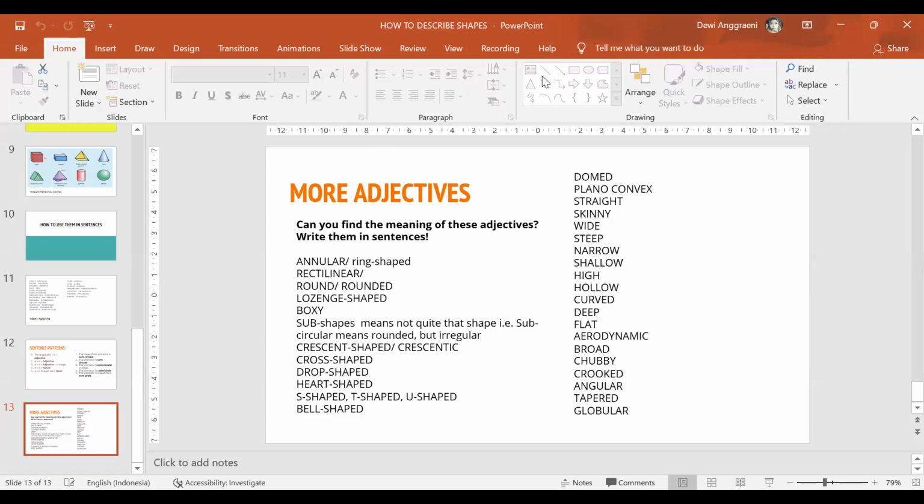So that was my explanation about how to describe shapes.